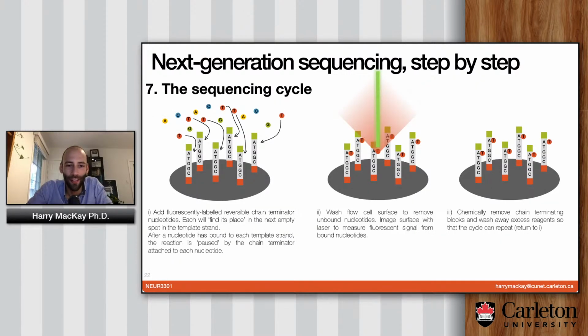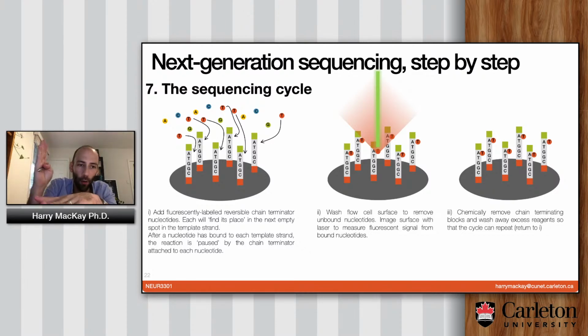Next begins the sequencing cycle, and here's where the sequencing by synthesis comes in. So just to summarize, you've taken the DNA from your sample, you've broken it up into small pieces, and you've stuck all those pieces into little spots on the flow cell. They're stuck there, surrounded by copies of themselves, so it's a nice big sample to look at.